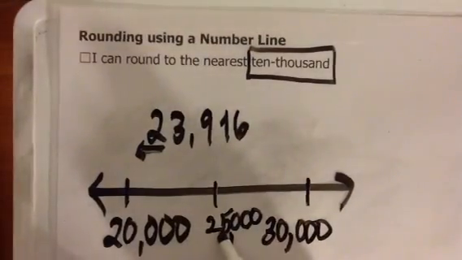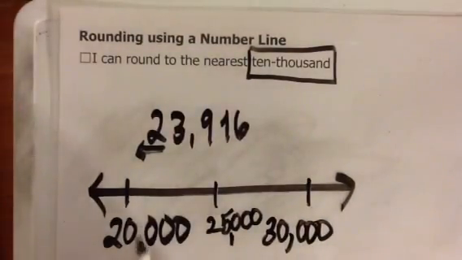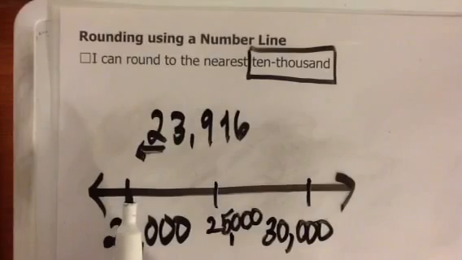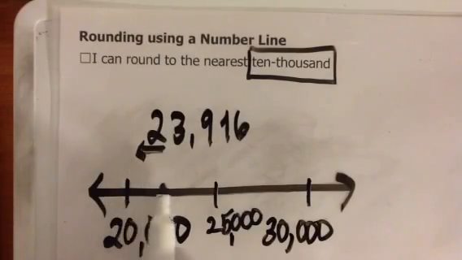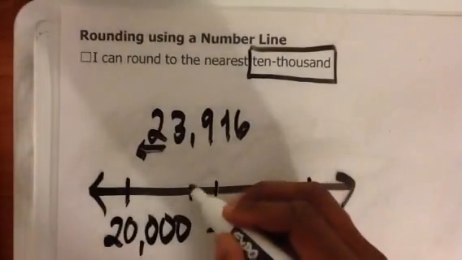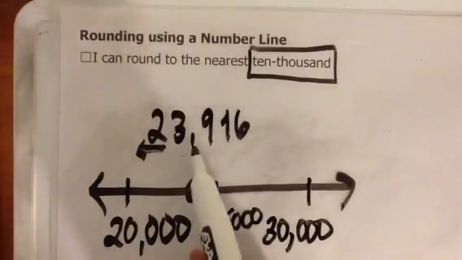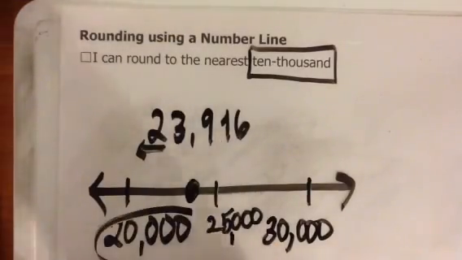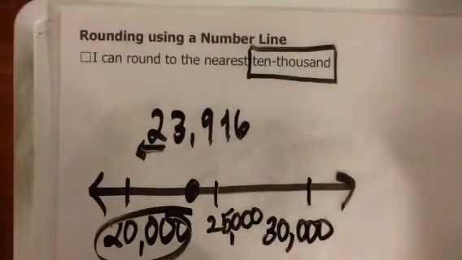20,000, 25,000, 30,000. So I simply need to plot 23,916 on this number line. It's about right here. I can see that 23,916 is closer to the benchmark 20,000.